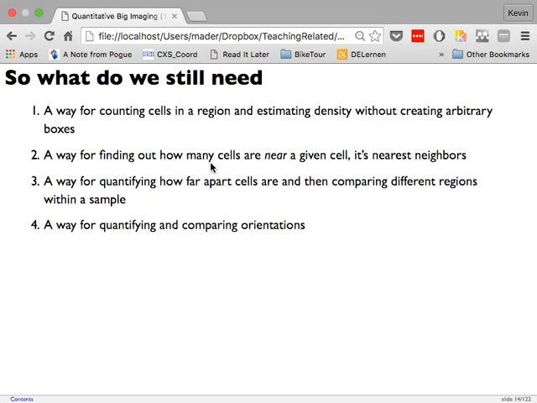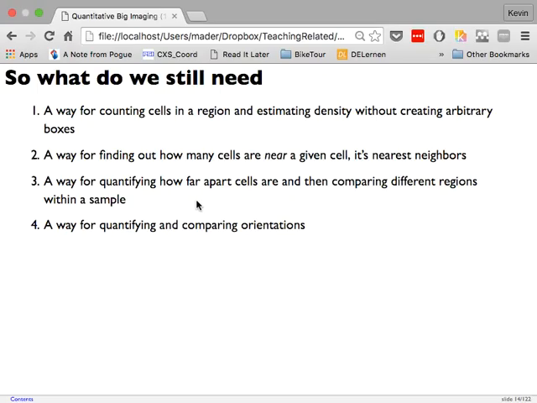The second is how do we find out how many objects are near a given object? This is typically called nearest neighbors. What is the standard way of doing that, and how can this information be interpreted? The third one is how far apart cells are and comparing different regions within the samples. Are cells really closely packed together, or are they really far apart? And is there an easy way to measure that?